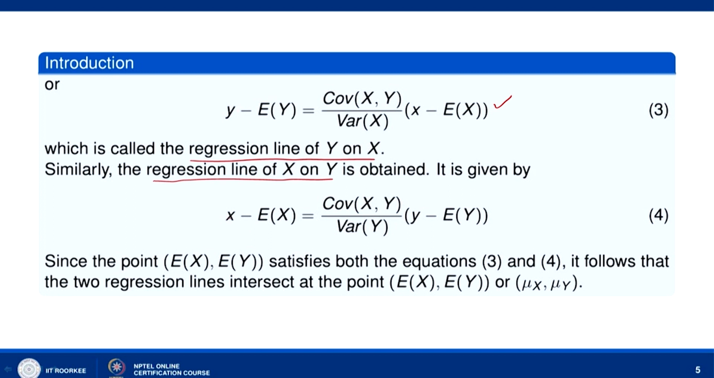Similarly, here E x, E y satisfies this equation, and therefore, it follows that the two regression lines intersect at the point E x, E y. E x, E y may also be denoted by mu x, mu y. So, they meet at the point mu x, mu y.